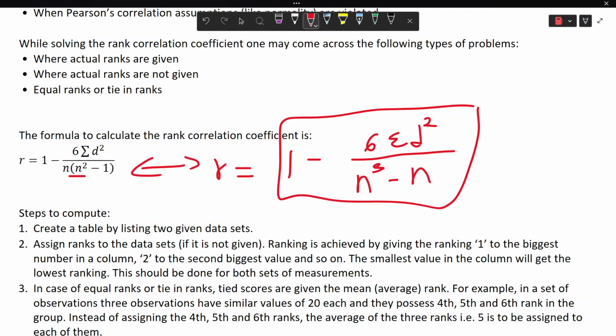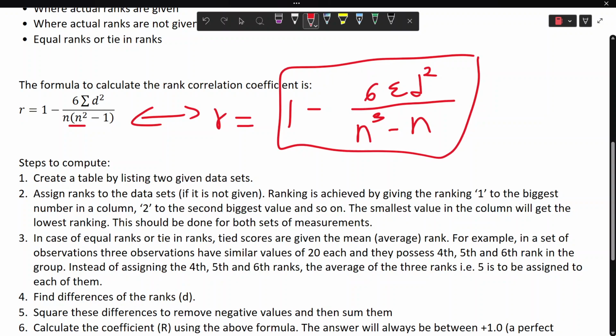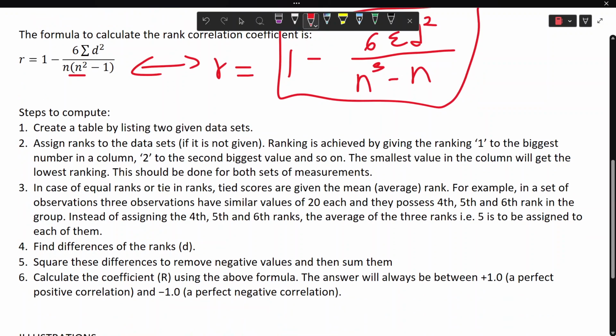Alright, let's look at the steps to compute R under the rank correlation. First, we need to create a table by listing the two given data sets. We assign ranks to the data set if it is not given. Ranking is achieved by giving the ranking 1 to the biggest number in the column, 2 to the second biggest value, and so on. The smallest value in the column will get the lowest ranking. This should be done for both sets of measurements.